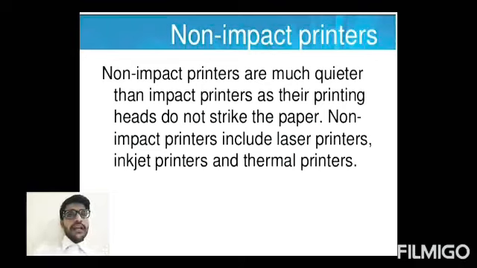Non-impact printer. A non-impact printer is a type of printer where the print head does not strike the paper. It prints characters on the paper by different means, such as a laser, some using a spray of ink, while others use heat and pressure to create the image. An impact printer is the opposite: its print head does strike the paper. Non-impact printers include laser, inkjet and thermal.